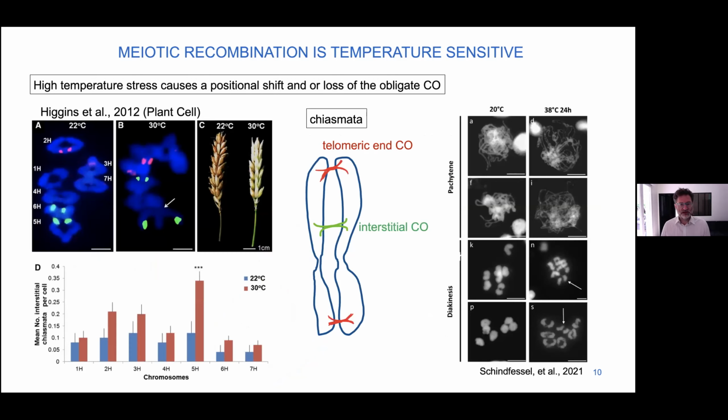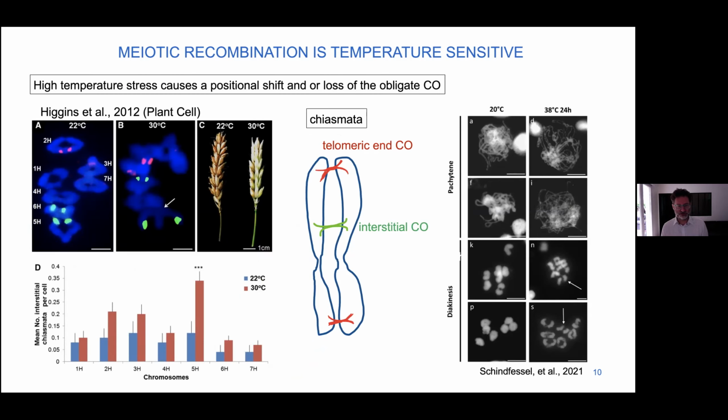So when you look at the impact of high temperature on recombination, we see that it will shift the frequency, and it also will shift the position of the recombination. Several studies have been done, and actually it's been known for a very long time that recombination is sensitive to high temperature. The way that recombination has been measured or monitored is by looking at the formation of chiasmata.